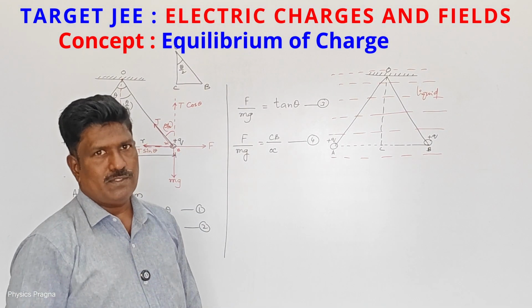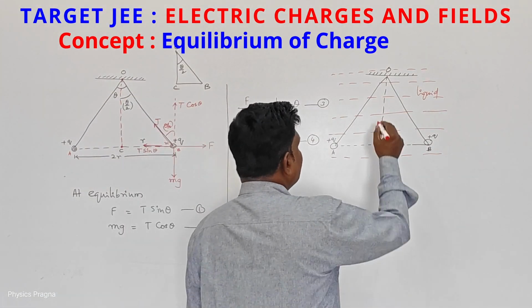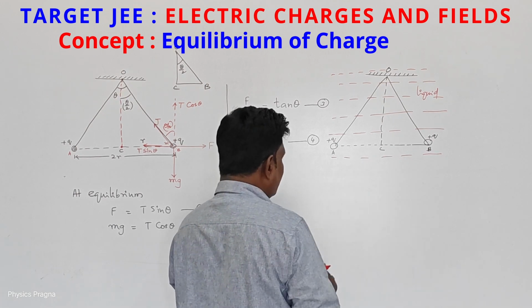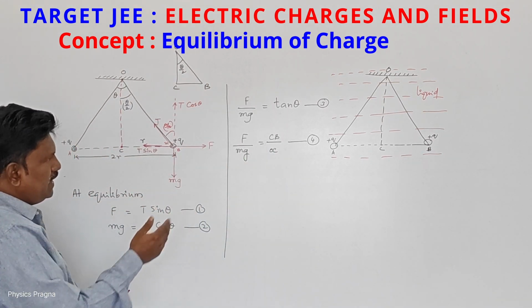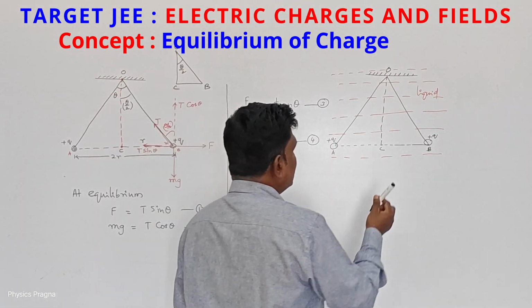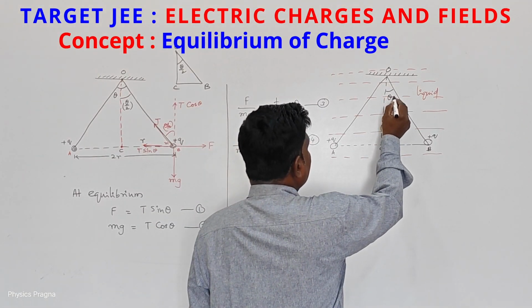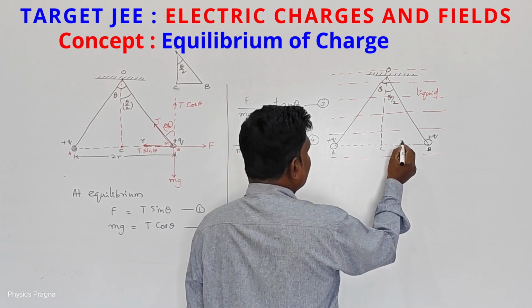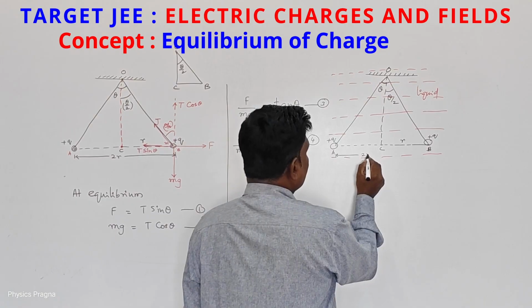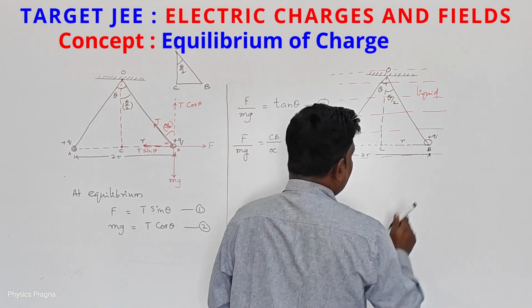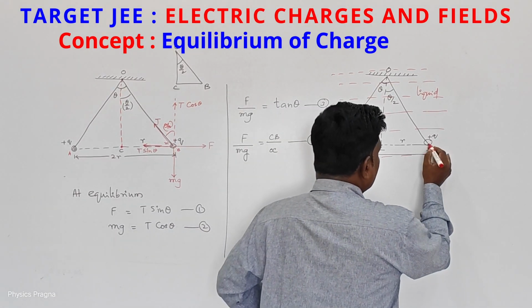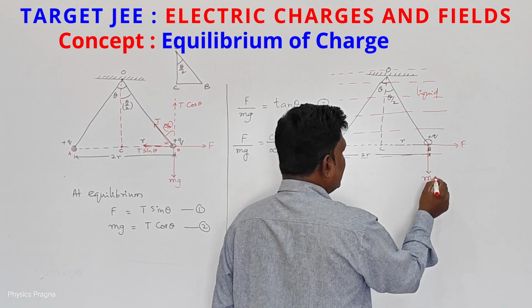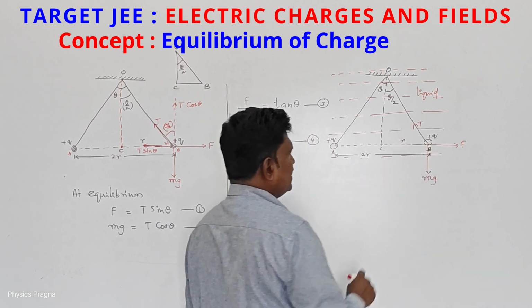Then the relations we have to establish. The names are all the same as I am using. This is theta by 2, we know it. This is angle theta. This distance is r, and the separation is 2r. Then the forces acting: this force is F, the repulsive force. This is weight mg. This is tension.